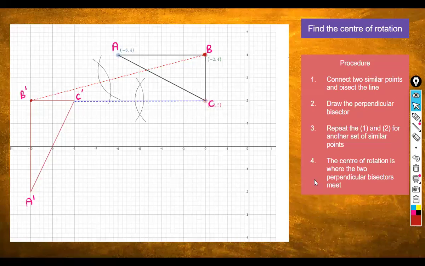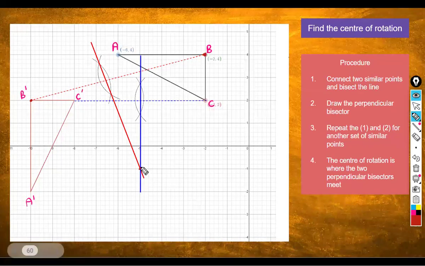So what we're going to do now, we're going to draw the perpendicular bisector for the red line, and then we're going to draw the perpendicular bisector for the blue line. When we draw both perpendicular bisectors, both of them will meet at a certain point. Wherever the two of them meet, in this case here, it's meeting at -4, -1. This here is the center of rotation.